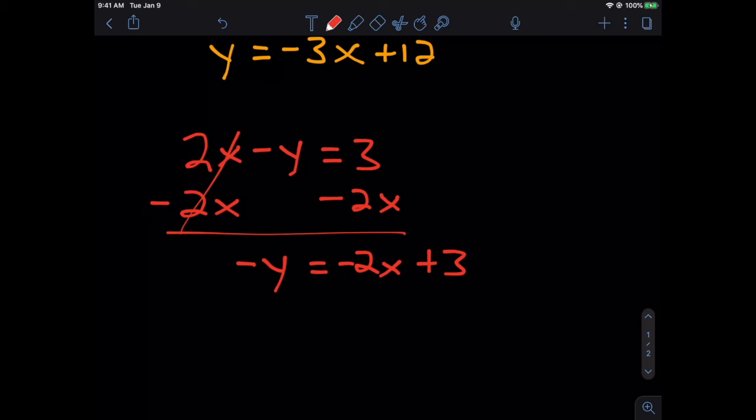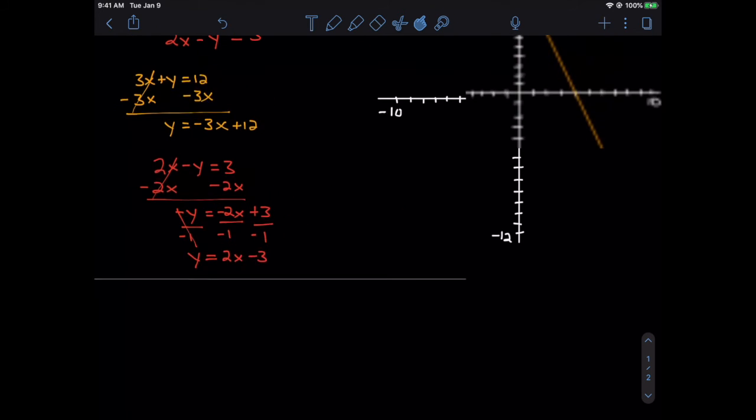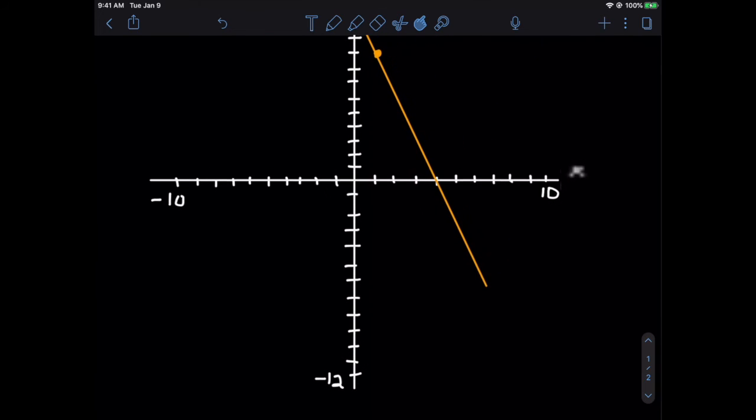Now remember, the equation is y equals mx plus b, not negative y equals mx plus b. So we're going to divide a -1 away from everything to get the y all by itself again. This is going to give us y is equal to positive 2x minus 3. Negative divided by negative is positive. Positive divided by negative is negative. We now have something we can graph.